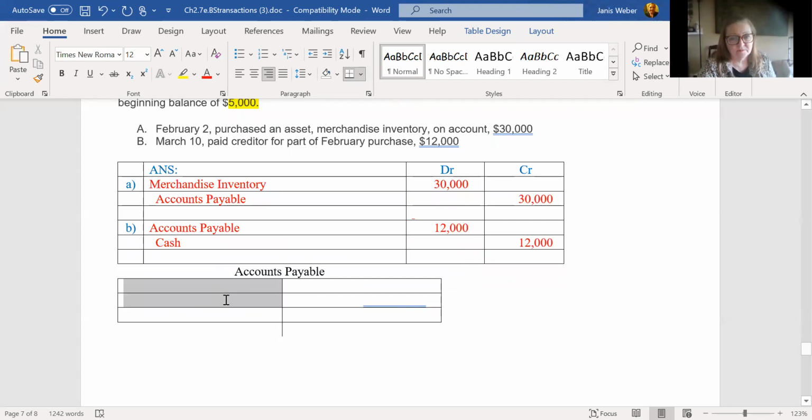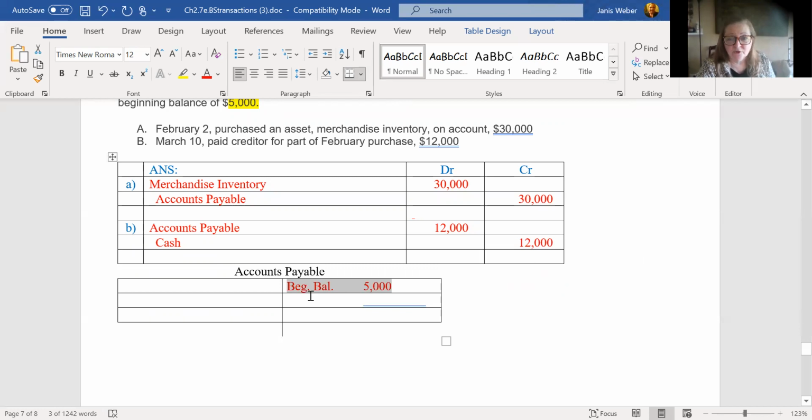I'm going to get it eventually. We're going to post. It's just not showing up. I'm sorry. Oh, you know what? It's not a debit. Accounts payable is a credit balance account. You silly girl.